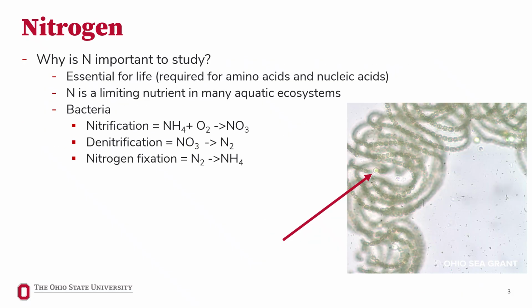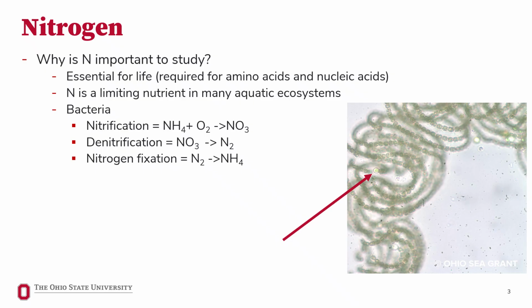Nitrogen is essential for life because it is required for amino acids and nucleic acids. In many healthy aquatic ecosystems, nitrogen is a limiting or secondarily limiting nutrient. Limiting means that no more primary production can occur unless more nitrogen is added to the ecosystem.